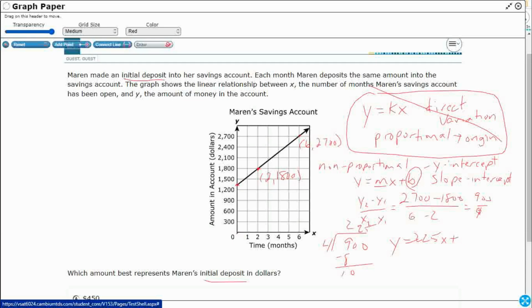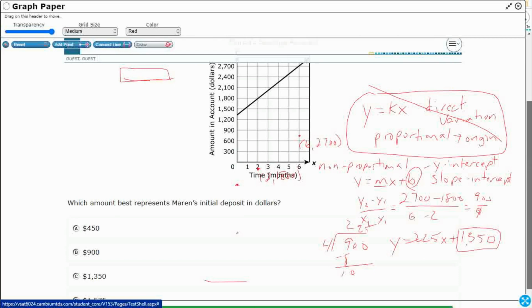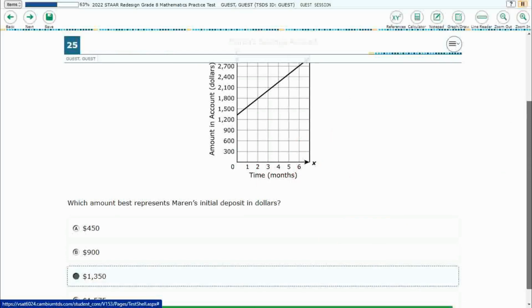All right, so what's right in between 1200 and 1500? Well, that's a 300 difference. Half of 300 is 150. So we're going to call that maybe 1350. All right, so an initial deposit of 1350, that would be your initial deposit because that's your y-intercept. That's what happens when x is 0. And there we go, we have it down there. Our answer here is C.